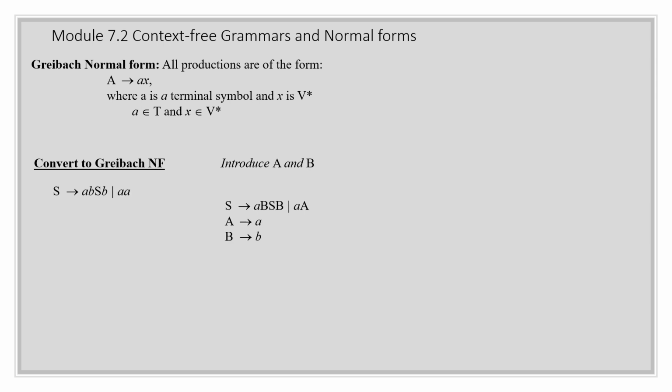All right, so here's another example. This is not in Greibach normal form. Neither of the productions are in Greibach normal form, because this has 2 terminal symbols, and this has 2 terminal symbols and a variable and a terminal symbol. In order to convert this, you can introduce some new variables: a new variable A for our terminal symbol A and a new variable B for our terminal symbol B, and then you substitute.